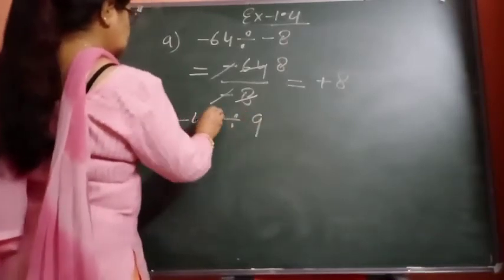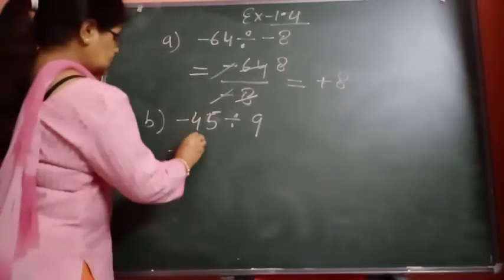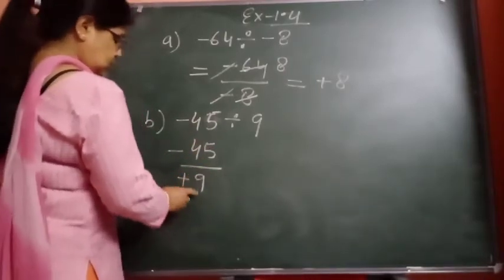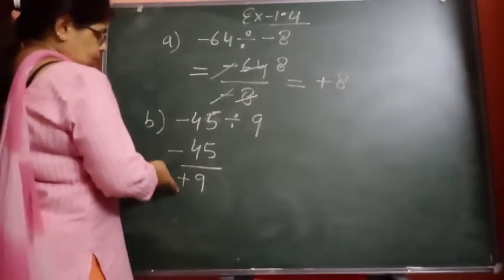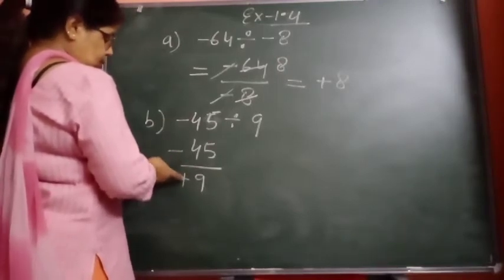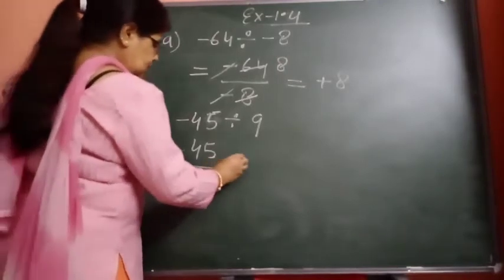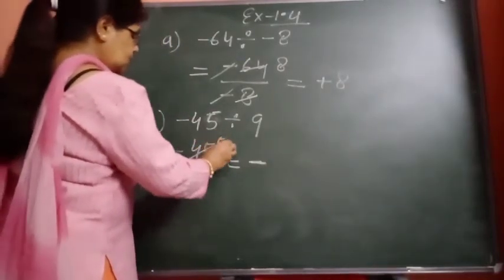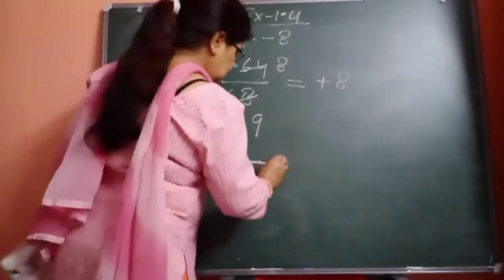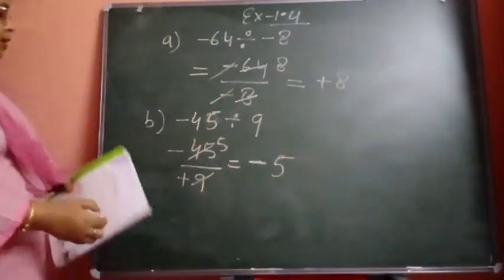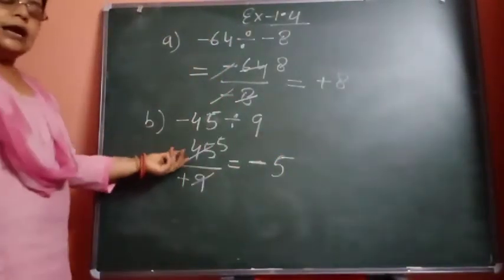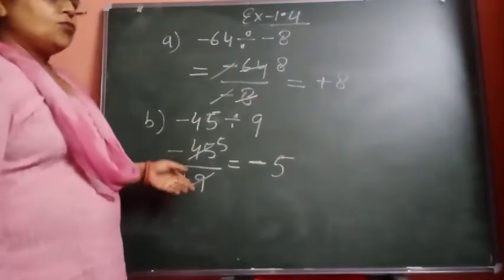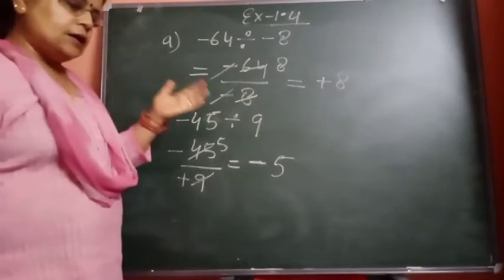How will you do? Minus 45 upon plus 9. So in this way, the sign will be plus or minus. What will come? Obviously, minus value will come. 9 5s are 45. So what will be your result? Minus 5. If the numerator and denominator have the opposite sign, then for plus and minus, a minus value will come.